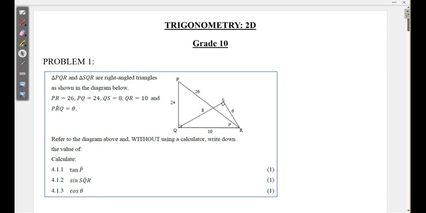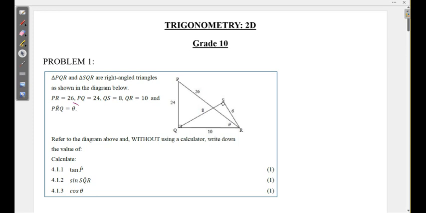So, to get straight into it, we have two triangles here, triangle PQR and SQR. Are you able to hear me, guys? Yes, sir. All right. Thanks. PR is 26, which means the length here is 26. PQ is 24. QS is 8, and then QR is 10. Great stuff. And we have theta there, which is PRQ.